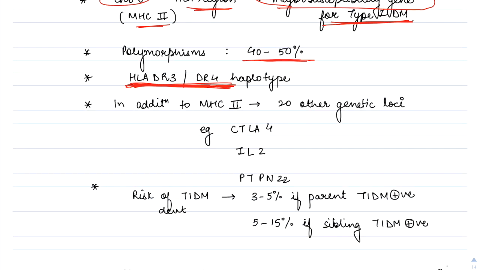In addition to the MHC2 complex, there are 20 other loci which you can remember if you want, like CTLA4, IL2, PTPN22, etc.